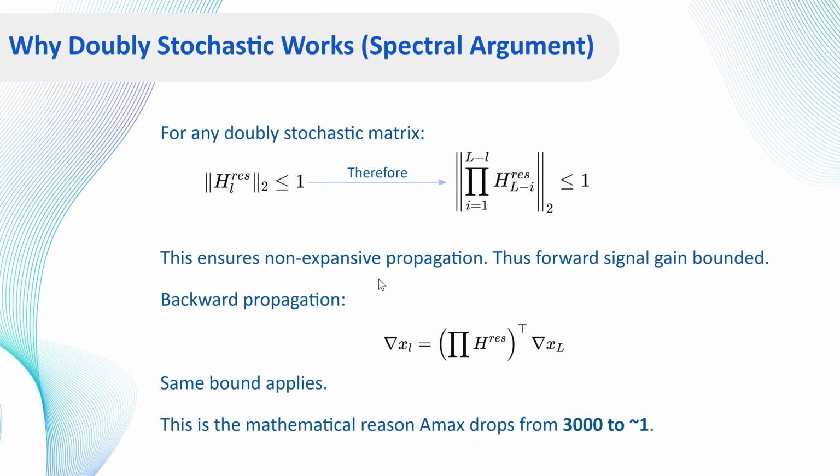So the forward signal gain is bounded. And about the backward propagation, because this spectral norm passes through the transpose, the same bound applies. And this is the mathematical reason that this Amax drops from 3000 to around 1. It solves the explosion, but not vanishing.